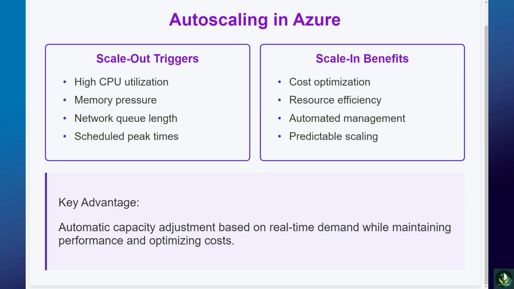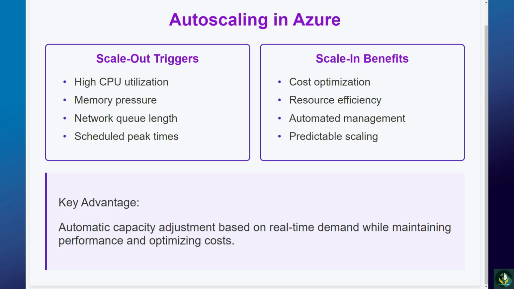Let's break down the key aspects of auto-scaling. Automatic capacity adjustment. The system monitors predefined performance metrics. When thresholds are met, scaling rules automatically trigger. Adjustments happen in real time based on actual demand. Performance remains consistent during scaling operations.